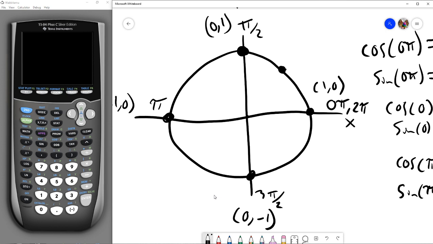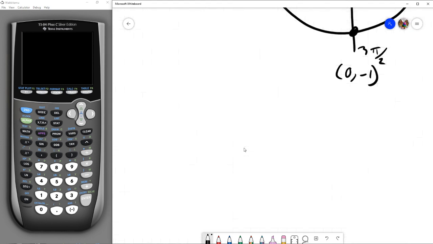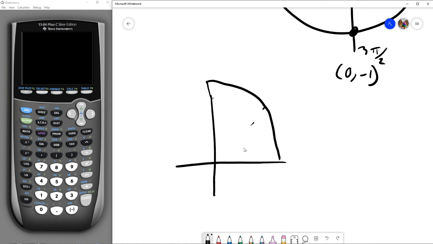Suppose I was to cut this directly in half. Well, halfway between 0 and pi over 2 is pi over 4. Now, if we want to figure out what the xy coordinates are here, let's make a bigger diagram. So, here's our quarter of a circle, and we're chopping this straight in half. That means this is pi over 4.